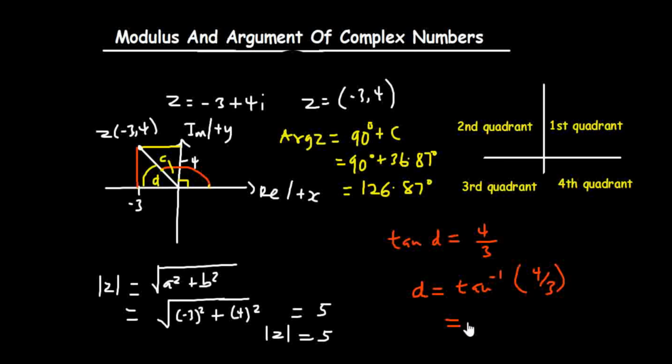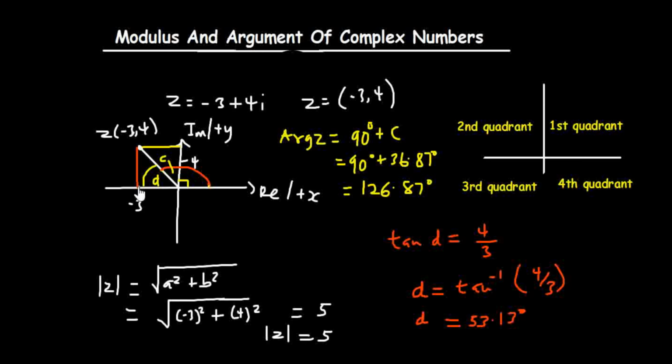So this will give us the value of 53.13 degrees. So that's the value of D. This D here is not the argument of the complex number. It's just the value of the angle here. The actual argument for the complex number is the angle from this point here to this point here.